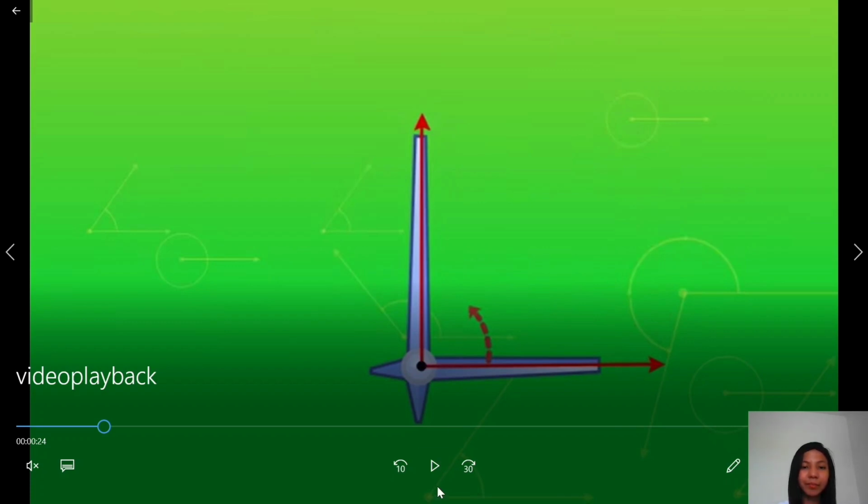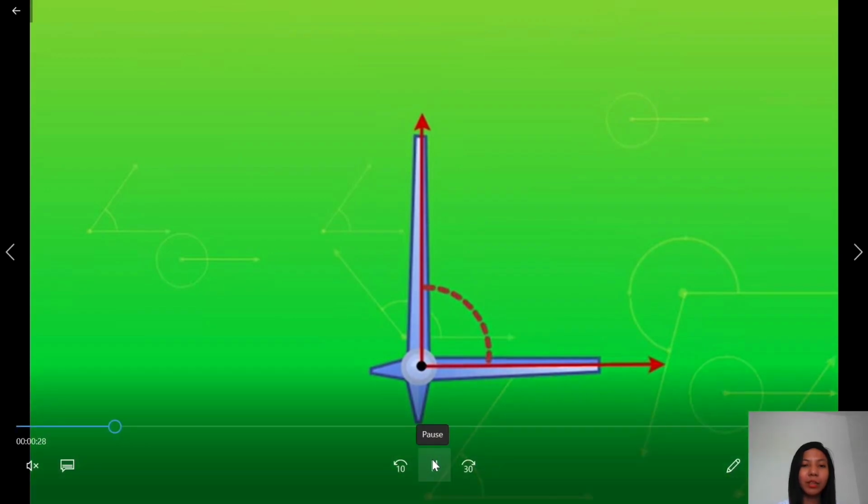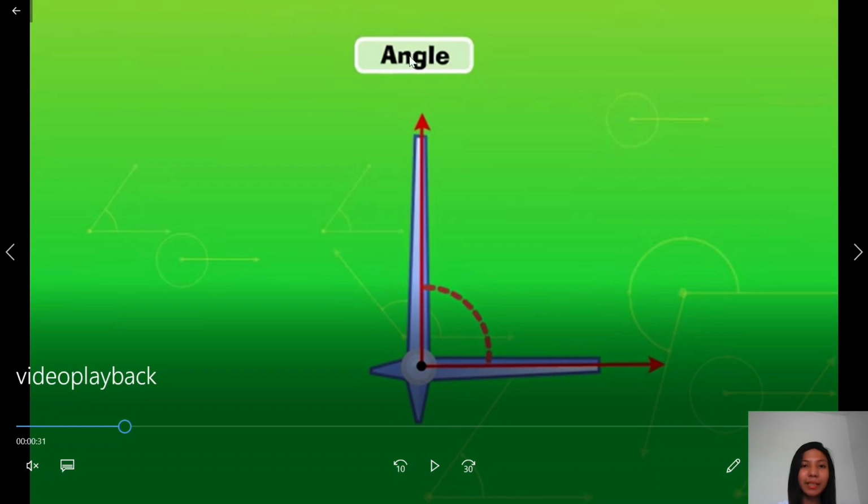So it forms an angle when the two sides meet. So this is an example of the angle. One side or one hand and then another side or another arm or hand. When they meet at this point, it forms an angle.